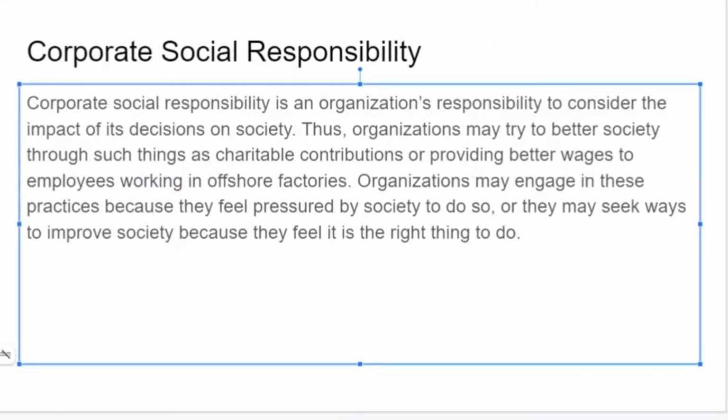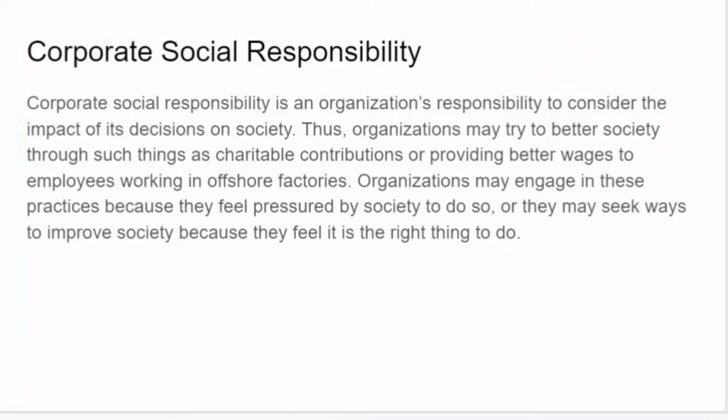And then finally, in terms of this ethical scenario, we're looking at the concept of corporate responsibility. Ethics and corporate responsibility go hand in hand. The ethics of a business, the business as an entity, is really known as corporate social responsibility. It's an organizational responsibility to consider the impact of its decisions on the greater society.